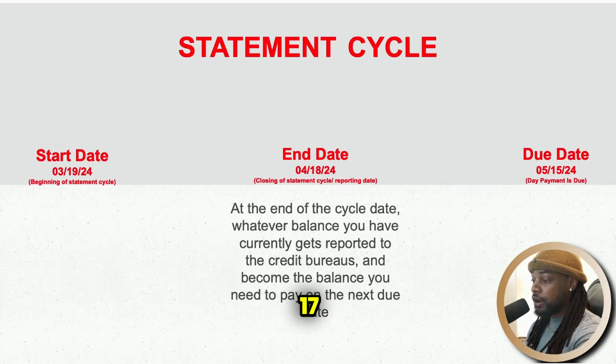On the 17th of April, I'm going to make sure that I pay $1,600, because that's going to leave me with $200. So on April 18th, that's my last statement cycle date. That's the closing date. Whatever balance I have on the 19th of April, which will be a new cycle date, that's the balance that they're going to report to the credit bureaus.